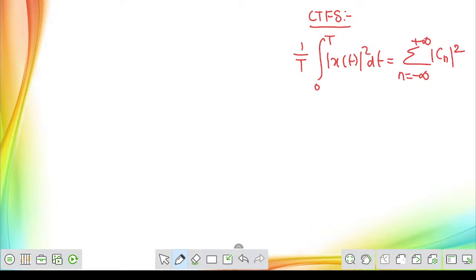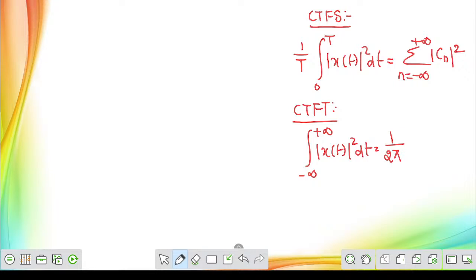Now, when I was discussing about continuous time Fourier transform, I did the same, but there is a difference. Here the formula will be minus infinity to plus infinity mod of x of t whole square into dt equal to 1 upon 2 pi. That will be a periodicity in frequency domain, and we will be running from, as usual, minus infinity to plus infinity mod of X of omega whole square into d omega. This is what we saw in frequency domain.